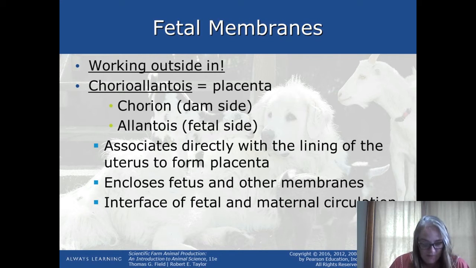So now we talk about the fetal membranes. The placenta is the interface between the dam and the fetus. On the dam side, you have the endometrial layer of the uterus. But on the fetus's side, you have what's called the chorion. The chorion encloses the fetus and all the other membranes that are with it.